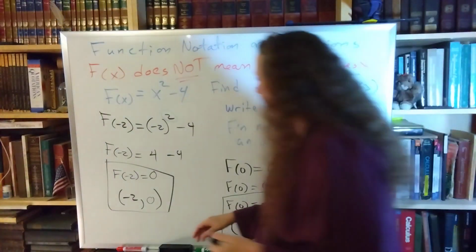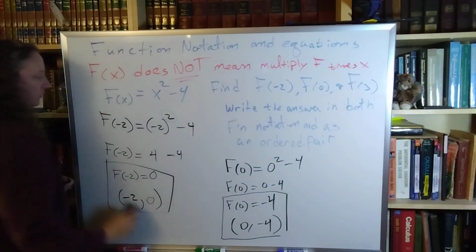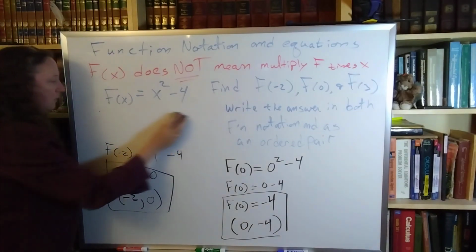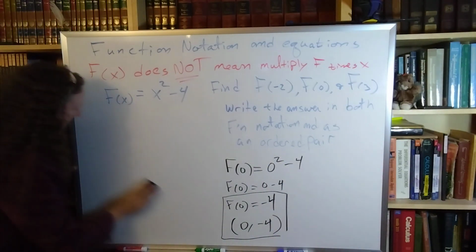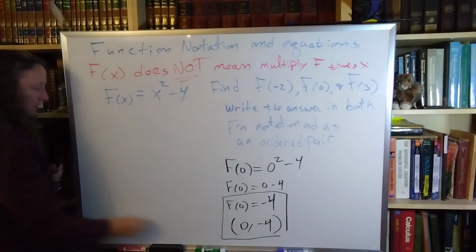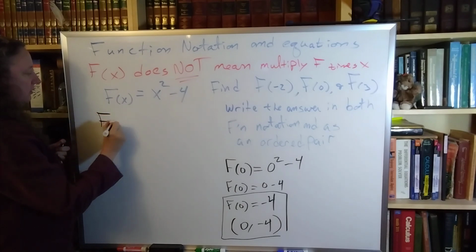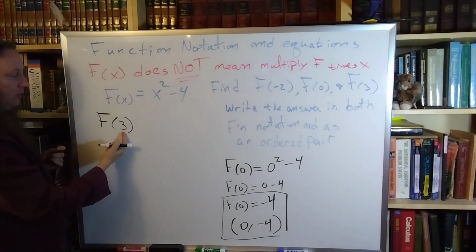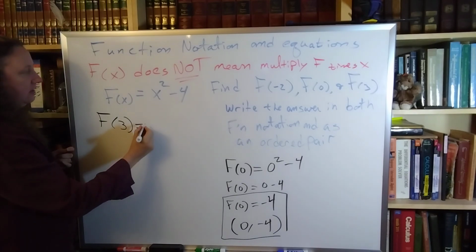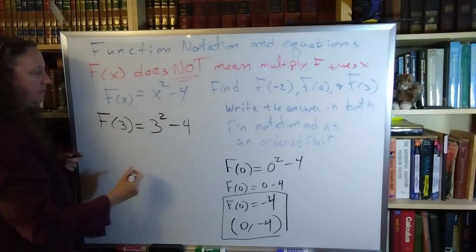I have one more to do, f of 3. So let's see if you can figure that out while I make room for it. Okay, so you've unpaused the video now. So we have f of 3, replacing my x with 3 wherever I see it. I have 3 squared minus 4.